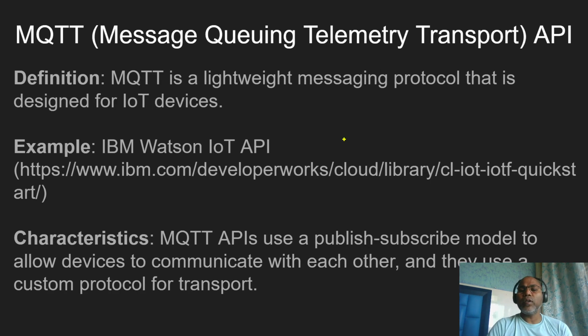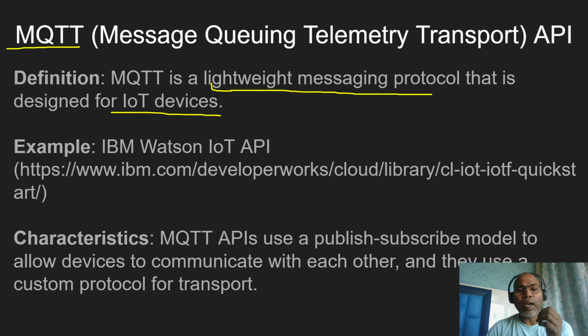And sometimes nowadays, all the IoT devices, the devices that generate continuous data, maybe temperature data, weather data, log data, security data, continuous sensor data. So this data is going to communicate to the services. For that, we can use the MQTT API. It is a very lightweight messaging protocol that is designed for IoT devices. And these are good examples.